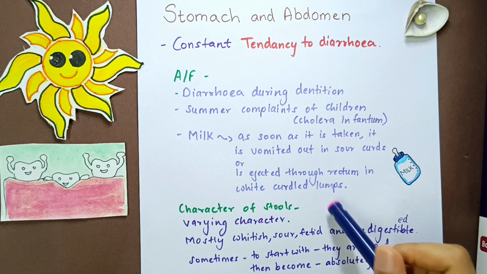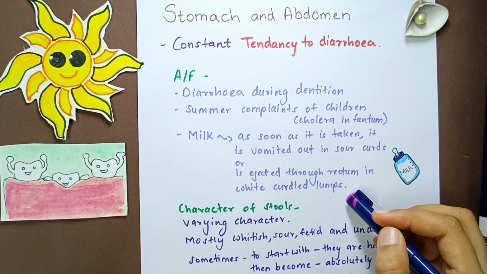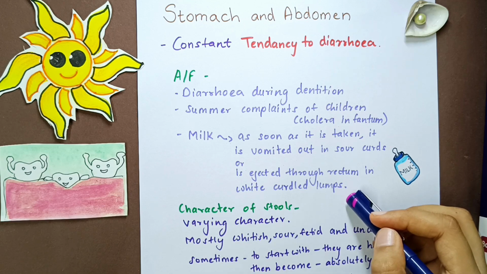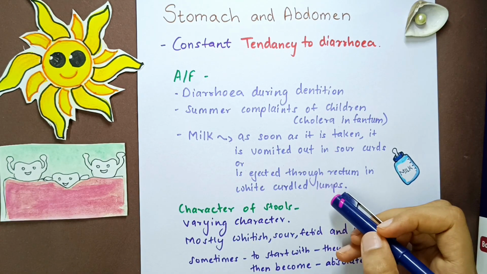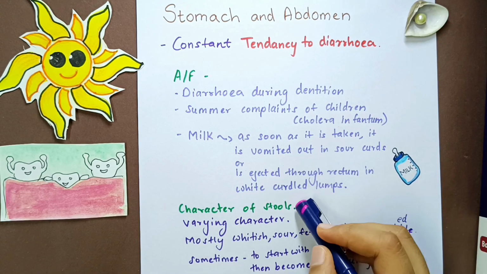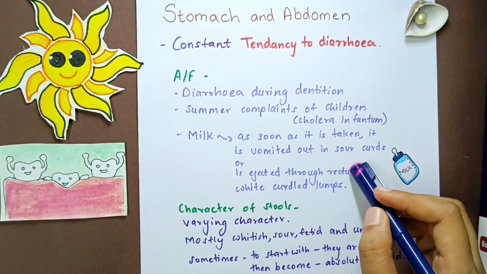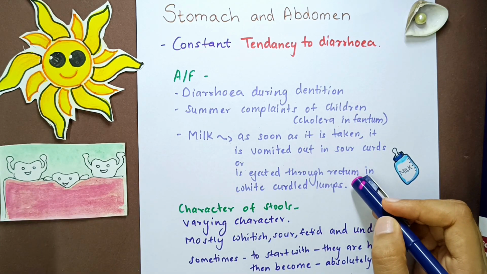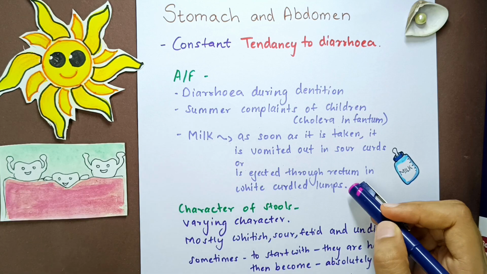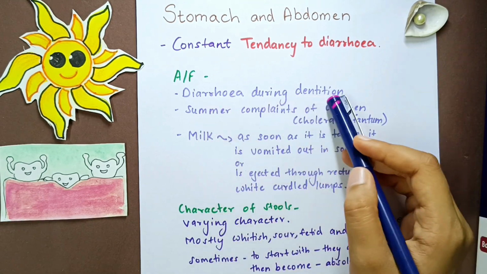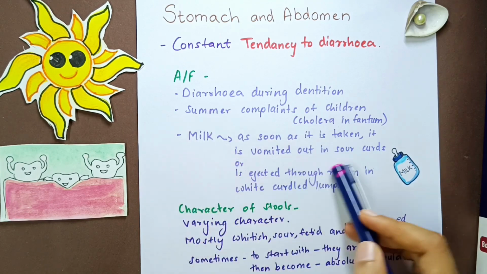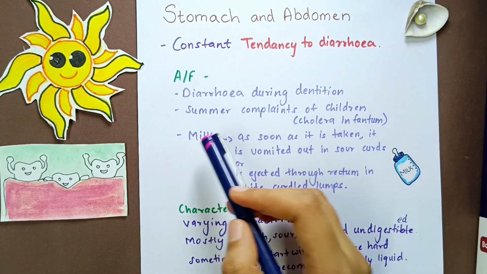Normally, what should have happened? It should have converted into green or yellow color, because there must be some bilious secretions which come into the small intestine and mix with the chyme, and that is how your stools get their color. But over here, white curdled lumps are coming out through the rectum, meaning the food is not digested at all. As the milk was taken, it is coming out. So that is seen: diarrhea during dentition, summer complaints, and milk will not be tolerated.